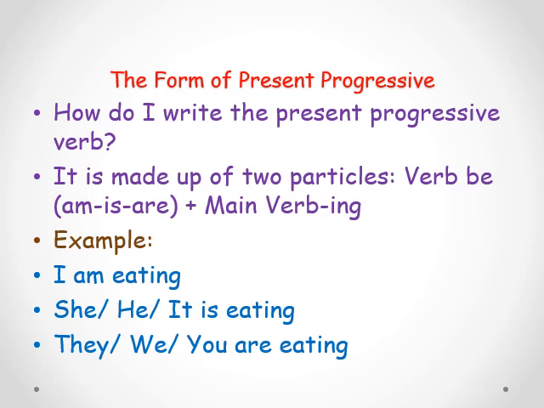So as you see, I have the verb am with pronoun I, verb to be is with pronouns she, he, and it, verb to be are with pronouns they, we, and you. The main verb eat, I add to it ing. So I form the present progressive using these two particles, verb to be am, is, are, plus the main verb with the ing.